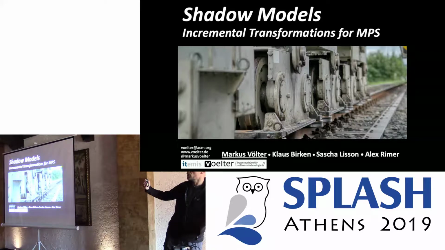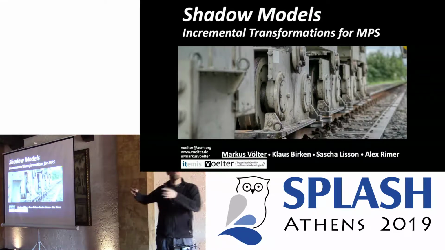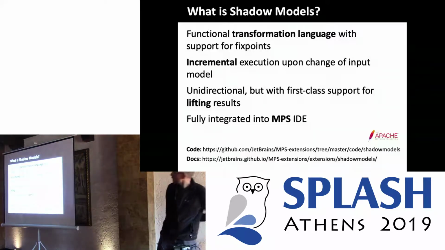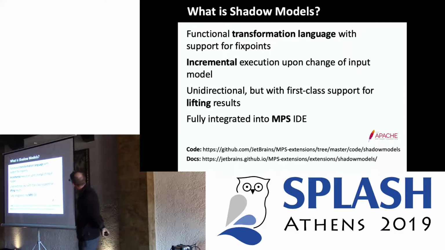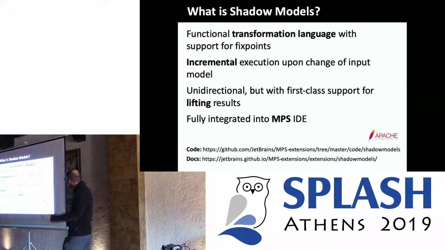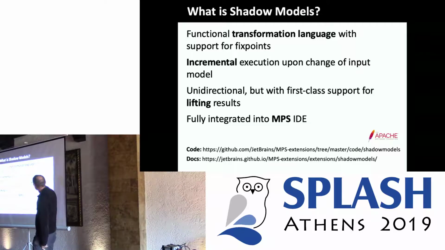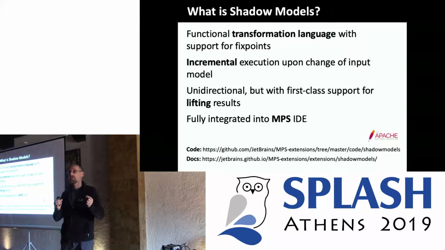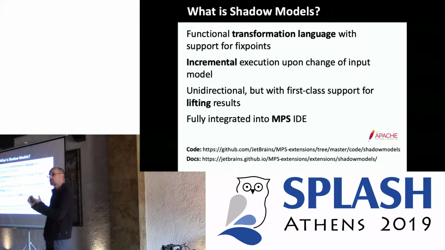As you change your model, the transformation runs and maintains incrementally another model that is created by transformation from the input. We have a couple of use cases. Oh yeah, I just changed the slide order, so we start with what it is first. It's a functional transformation language. You specify the transformation basically as functions. It's incrementally executed, that's the whole point. It's unidirectional, so we're not trying to synchronize two models in either direction. There's always one model that the user edits and another model that is created from that.